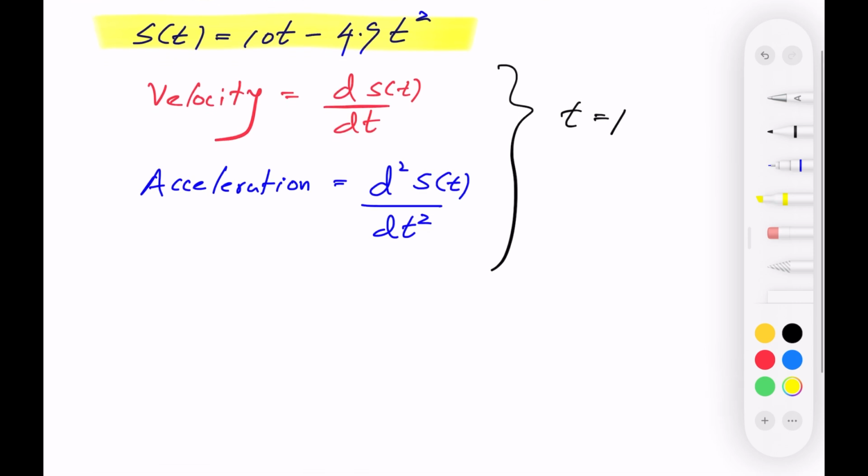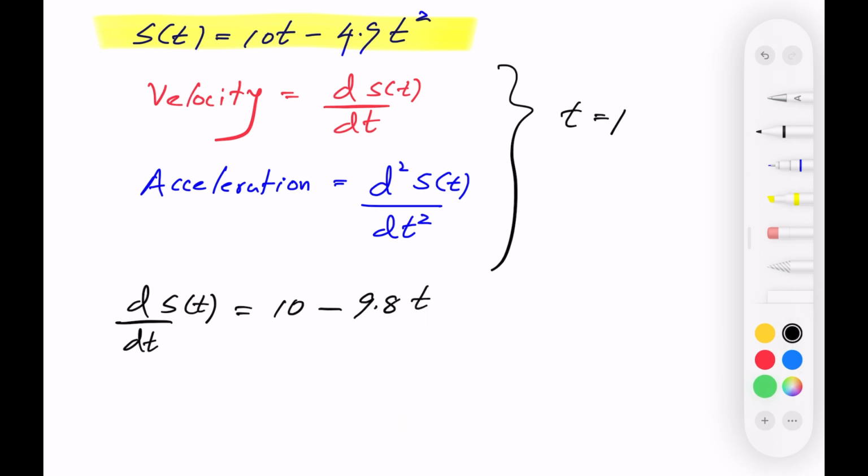So let's go ahead and first find the velocity of this moving particle. The velocity is given by d by dt of s(t). I just have to look at the function s(t) and differentiate it with respect to t. 10t when differentiated is going to be equal to just 10, minus 4.9 times t squared. The derivative of t squared is equal to 2 times t. Therefore, it becomes 9.8t. That's the equation of the velocity.